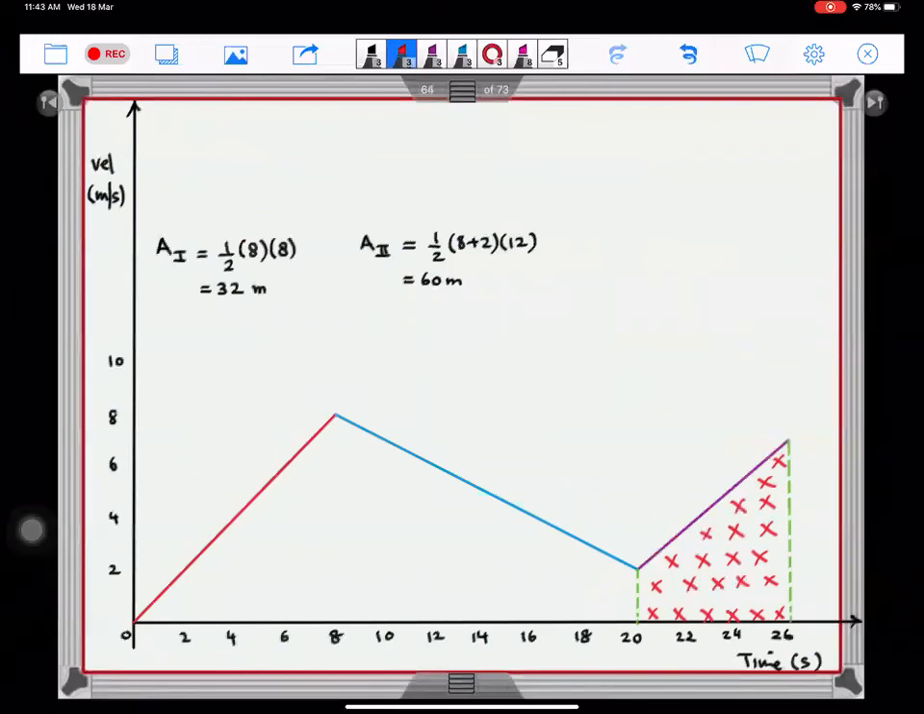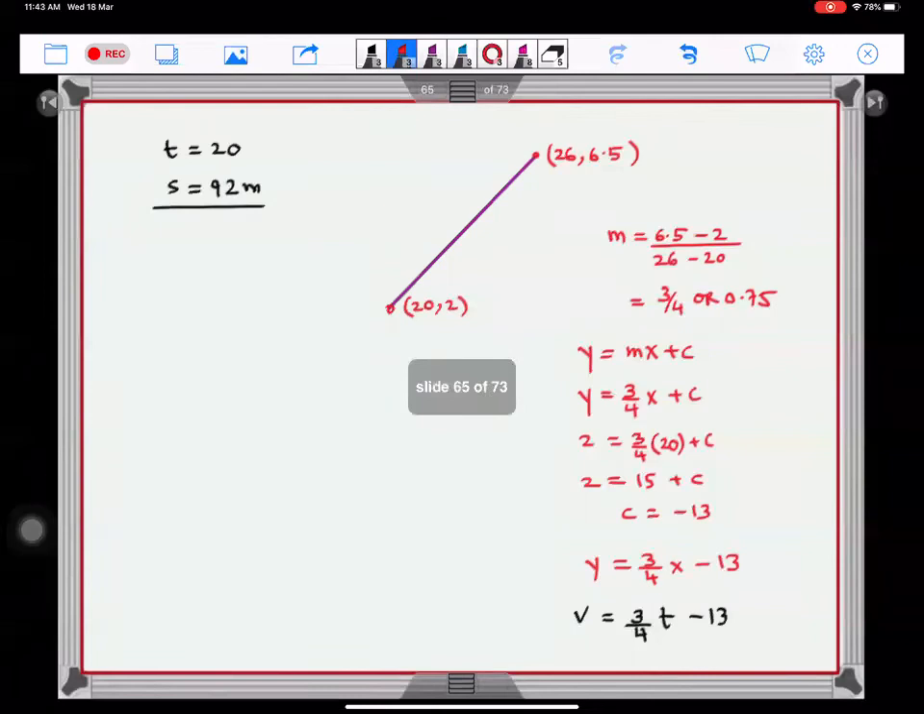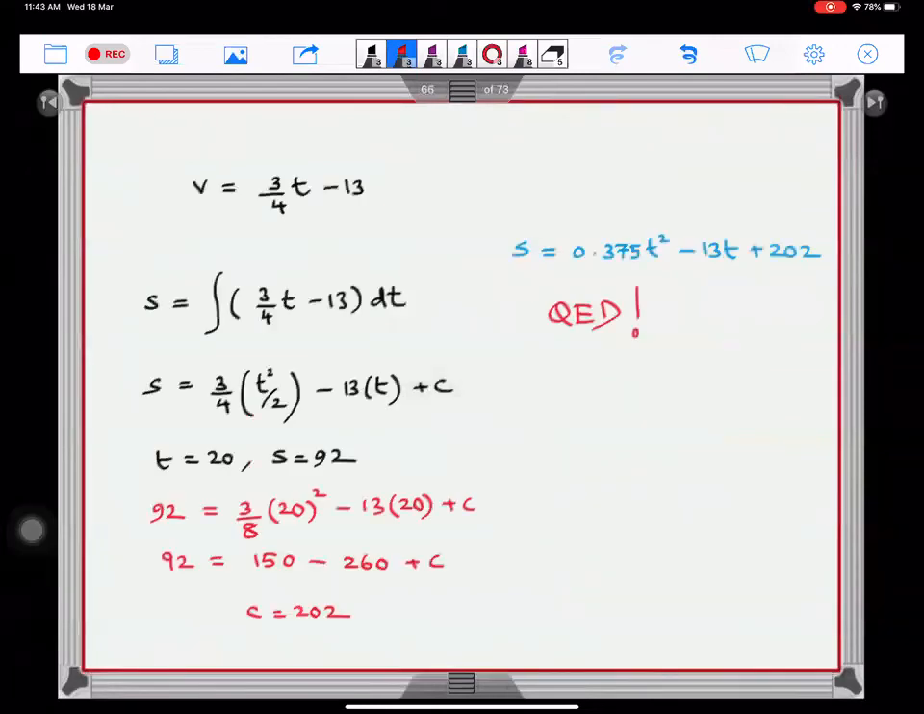After 20 seconds, the distance covered is 92 meters. That means integrate the velocity equation, obtain a C, plug in the initial condition. When t is 0, S is 92. When you plug in this condition, you obtain C to be 202. Hence, the displacement equation is obtained. That is 0.375 t squared minus 13t plus 202.